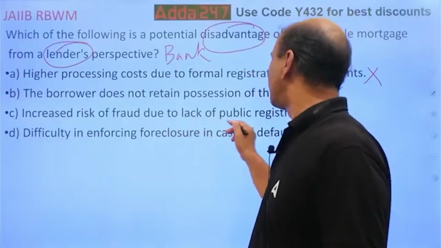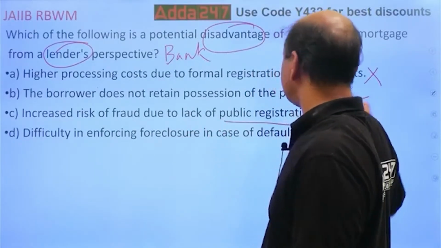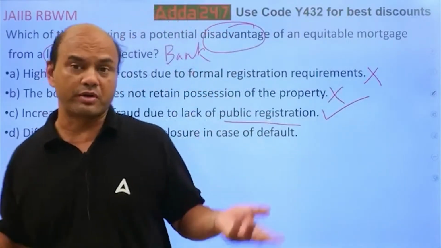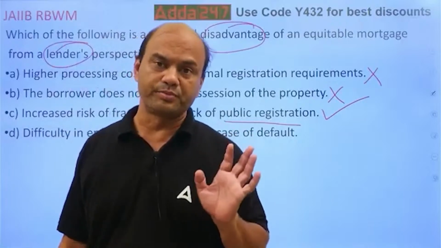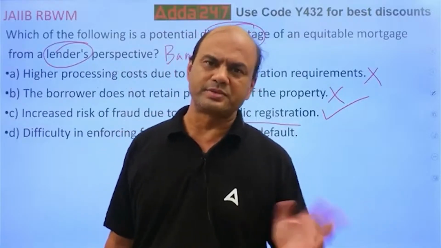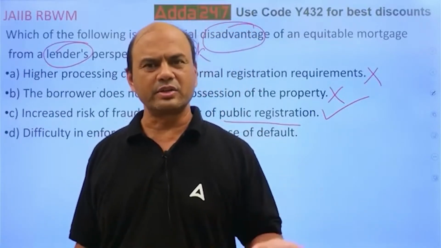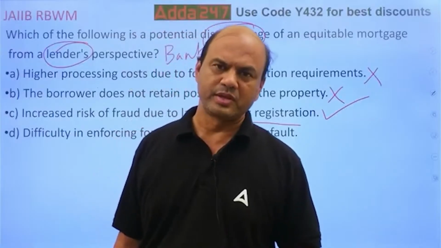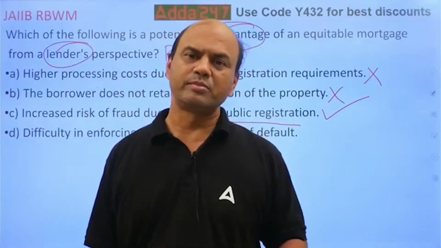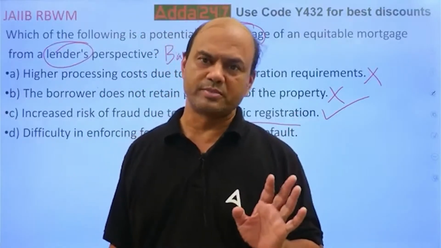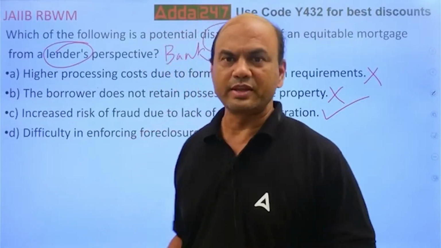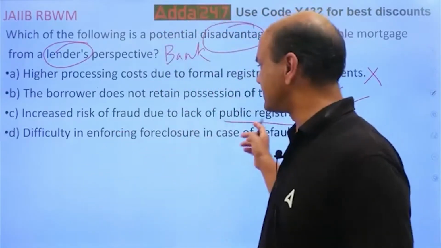Increased risk of fraud due to lack of public registration. You don't have a registration. So if the borrower is doing a big fraud, many a times you won't come to know. But nowadays we have various methods of checking. Nowadays everything is online, so you can definitely go and check through various documentations. But earlier, the borrower could do a fraud in equitable mortgage because there is no registration of equitable mortgage. So that's why there can be a fraud. So this is the one answer.